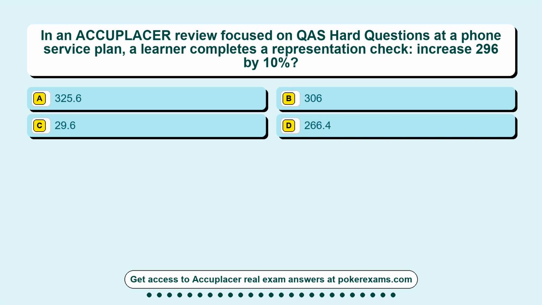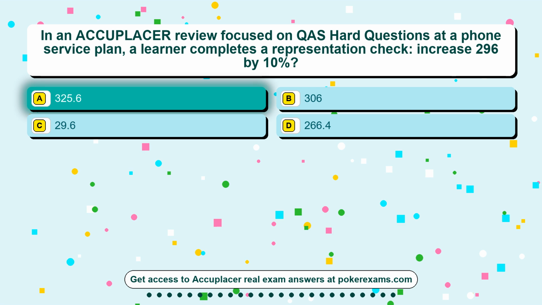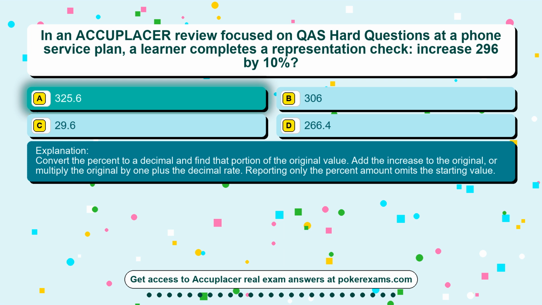Option A 325.6, Option B 306, Option C 29.6, Option D 266.4. The correct answer is Option A, 325.6. Convert the percent to a decimal and find that portion of the original value. Add the increase to the original, or multiply the original by 1 plus the decimal rate. Reporting only the percent amount omits the starting value.